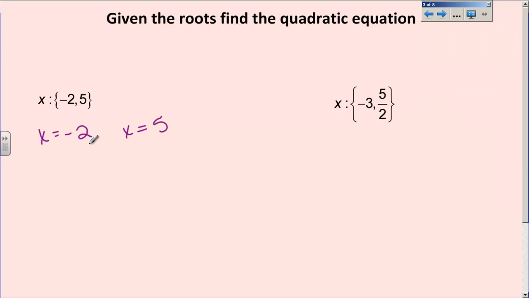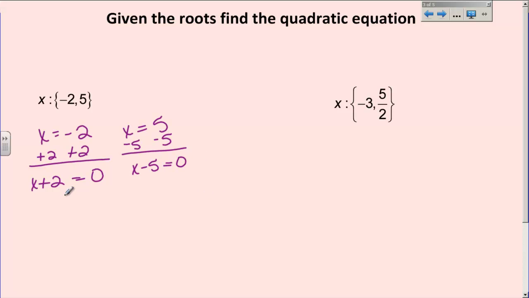Well, to make this equal 0, if I add 2 to both sides, the left hand side becomes x plus 2, and it equals 0. So now I'm good, okay? One of my factors is x plus 2. I'm halfway there. I'm going to do the same thing here. I've got to make this equal 0. And to do that, I'm going to end up having to subtract 5 from both sides. So the left-hand side becomes x minus 5 equals 0.